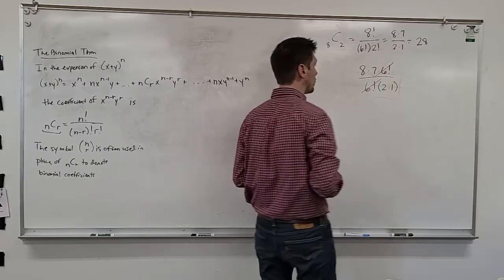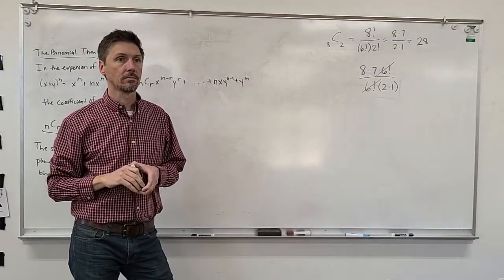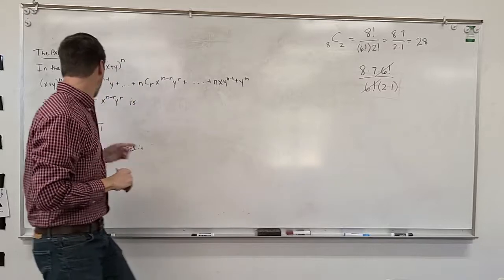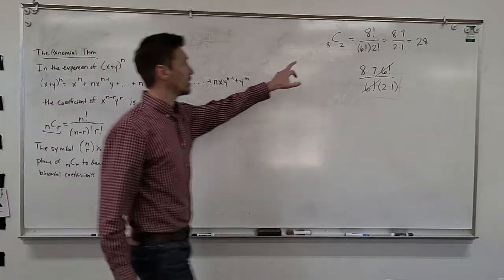So these cancel out, and we're left with 8 times 7 over 2 times 1. Where did the 6 on the bottom come from? This formula right here: n minus r factorial times r factorial. So it's 8 minus 2.